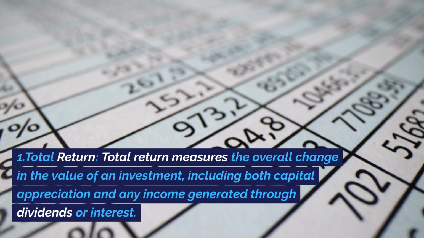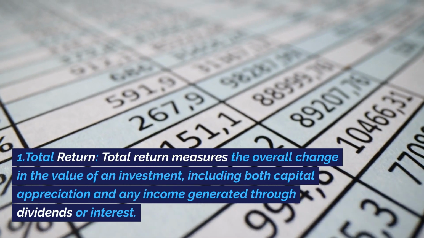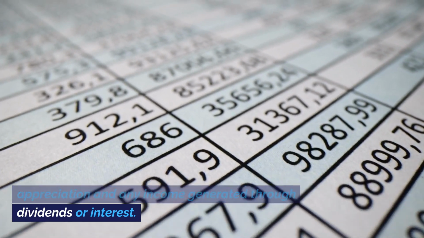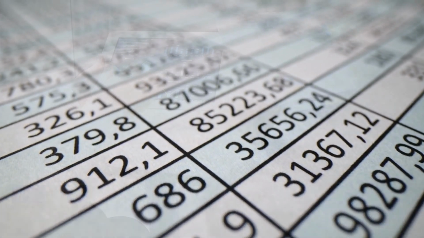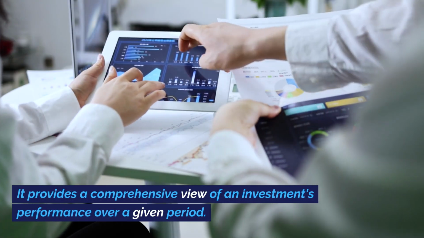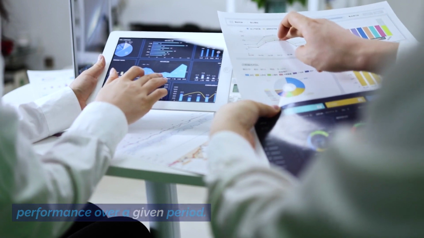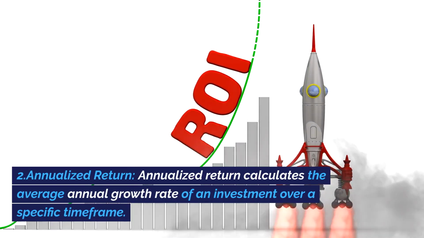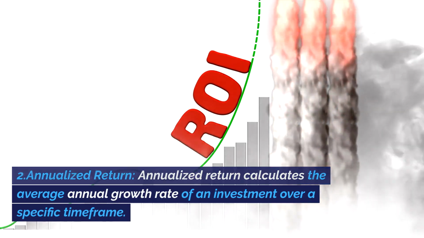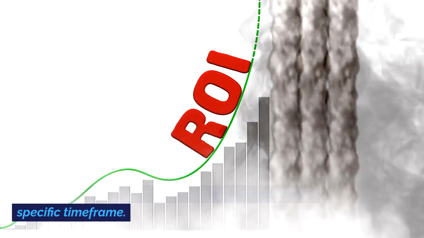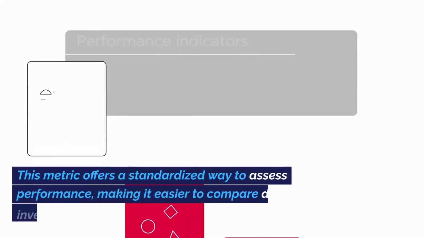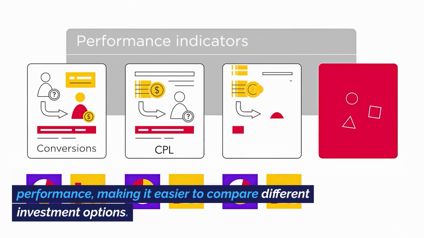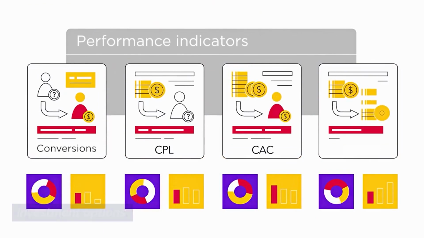Total return measures the overall change in the value of an investment, including both capital appreciation and any income generated through dividends or interest. It provides a comprehensive view of an investment's performance over a given period. 2. Annualized return. Annualized return calculates the average annual growth rate of an investment over a specific time frame. This metric offers a standardized way to assess performance, making it easier to compare different investment options.